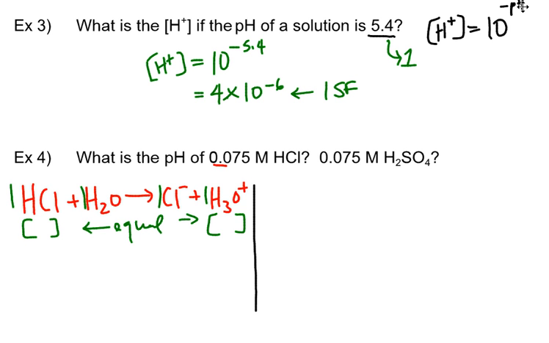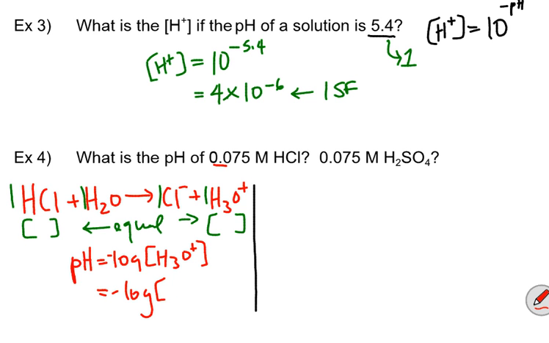So when I plug it into my pH equation, it's the negative log of my H3O plus concentration. I can actually just punch in the number that's given to me in the question. Negative log of 0.075. And I get a pH of 1.12. Again, I've got 2 decimal places for the 2 significant figures.